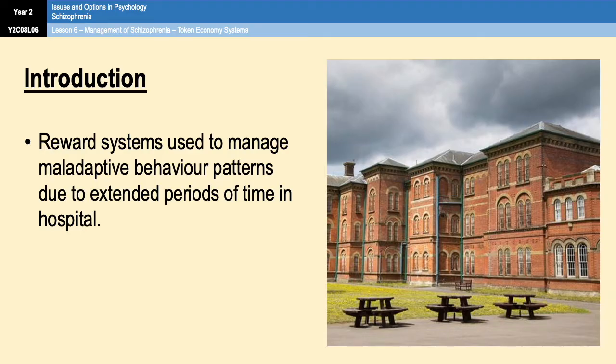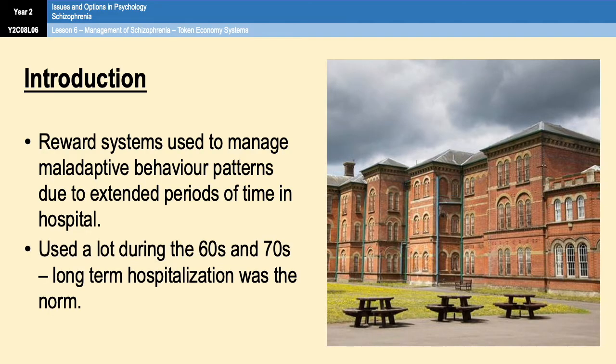Now, token economies were used a lot during the 60s and 70s because long-term hospitalization was the normal way of dealing with psychiatric conditions like schizophrenia. But their use has declined over the years with the rise of ethical concerns surrounding their use, but also due to the fact that most people with schizophrenia are actually cared for outside of hospital, for example, by family members.